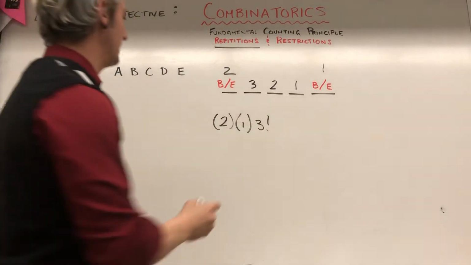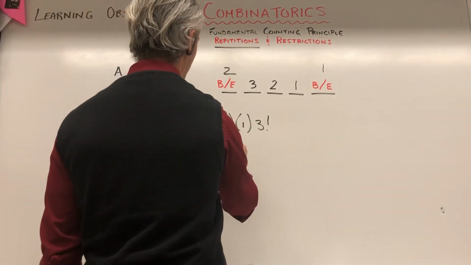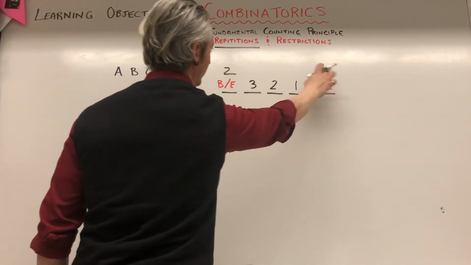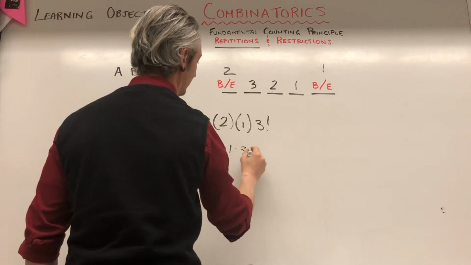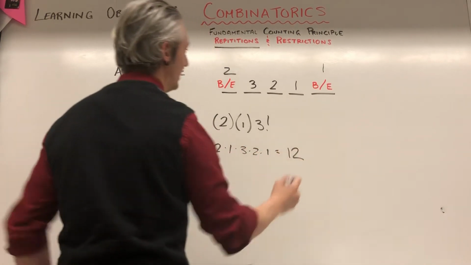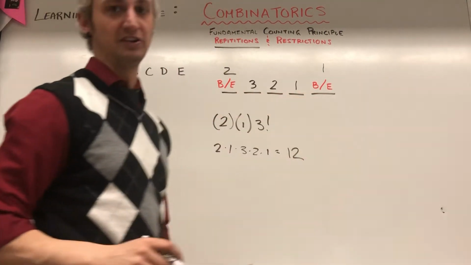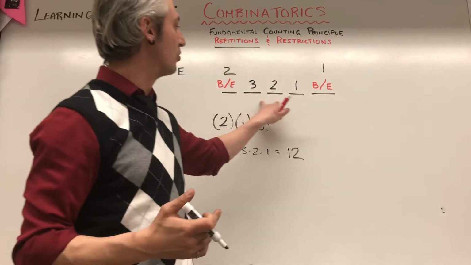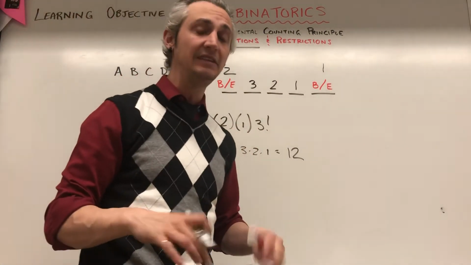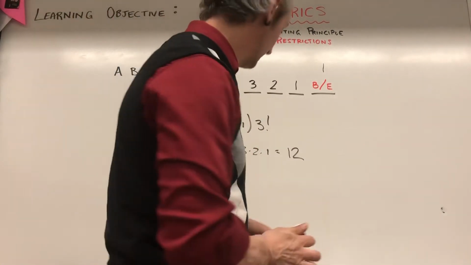And if I do that, I get 2 times 1, and it doesn't matter which way I do the multiplication, I'm just trying to show you. 2 times 1 times 3 times 2 times 1, 2 times 3 is 6, times 2 is 12. 12 ways when I have an additional restriction, which makes sense. I should have less ways of ordering them when I have more restrictions. The more restrictions, the less amount of ways I can achieve something.